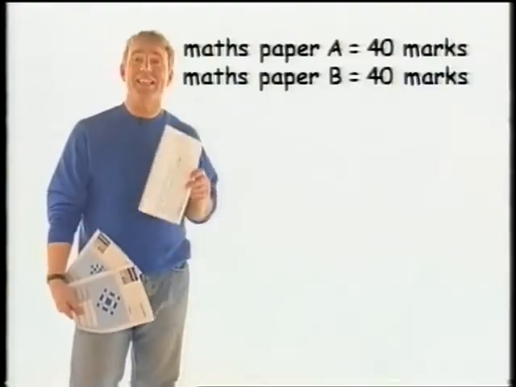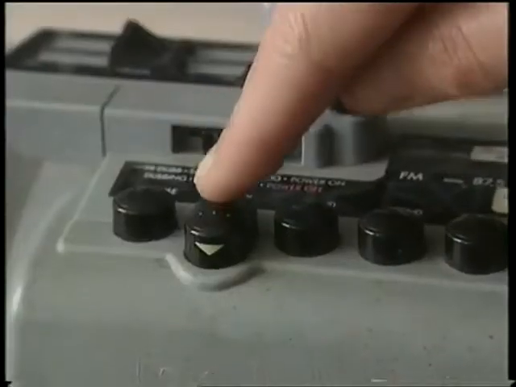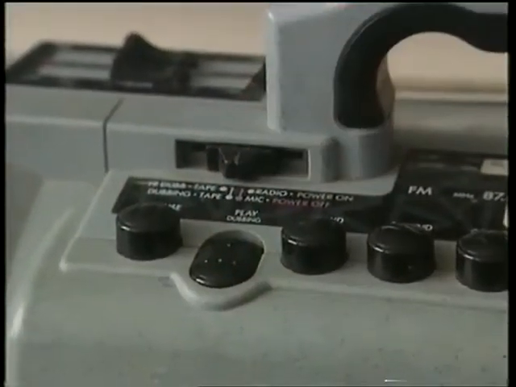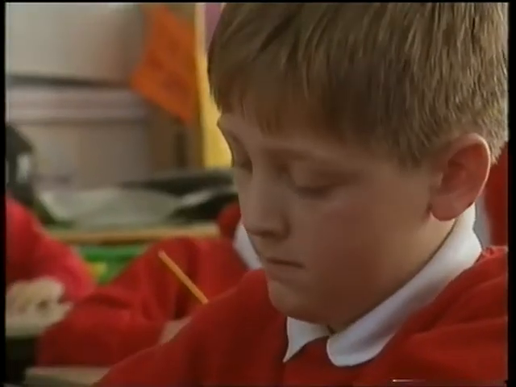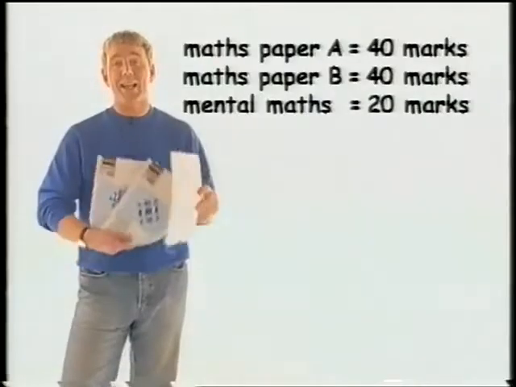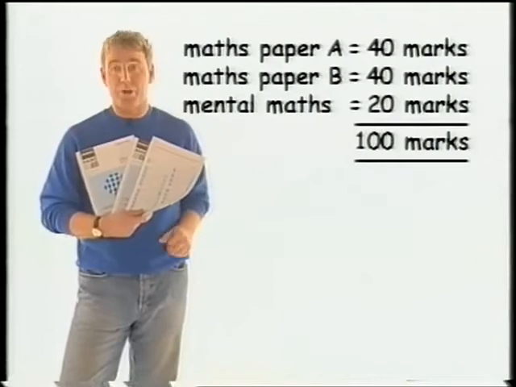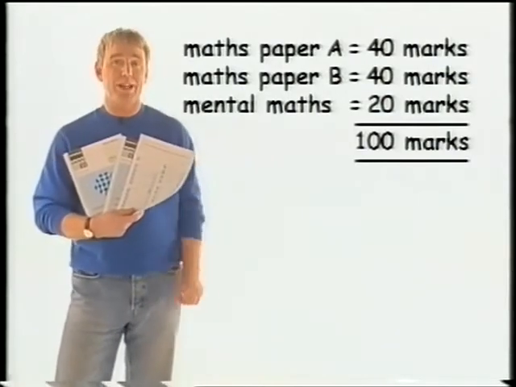The 3rd test is a short mental maths test worth 20 marks. Now, in the mental maths test, the questions are played from a tape. You work out the answers in your head and write them down on the answer sheet. Adding up the 3 maths papers, the most you can get is 100 marks, though just over half of that will get you your level 4. In later programmes, we look at lots of past questions and go over the maths you need to know to do well.